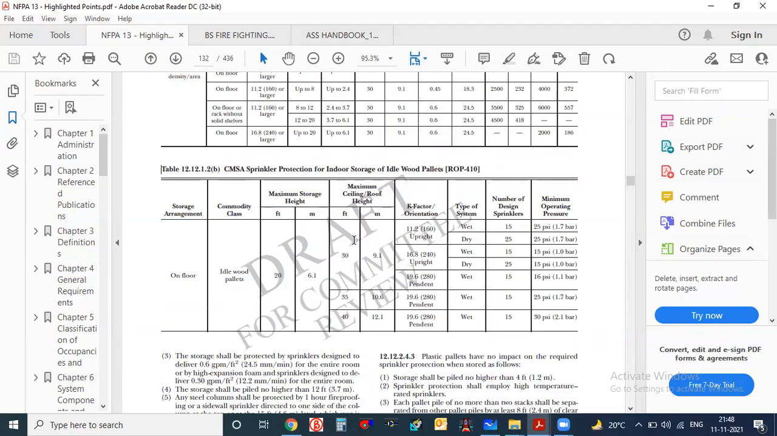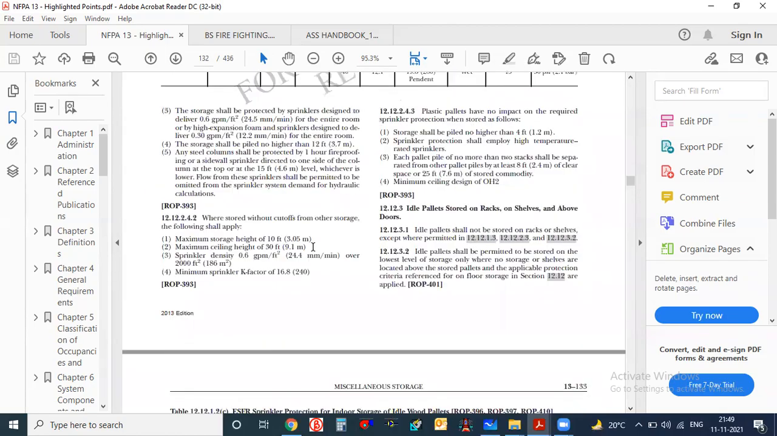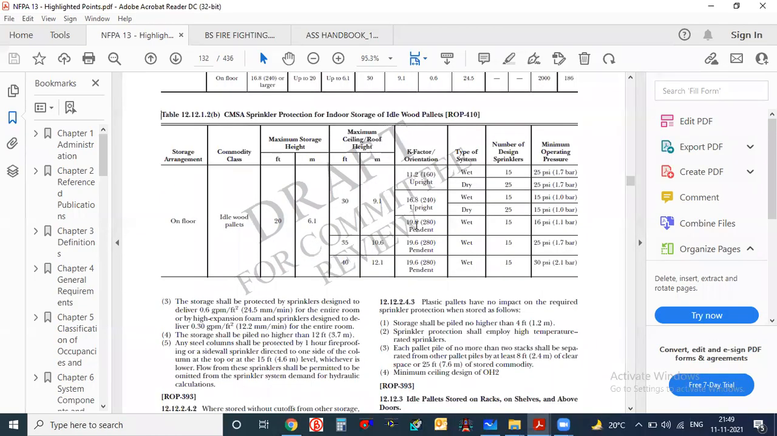What you have to do is manipulate your drawing in the software, manipulate some values, and you can easily go for this particular thing. The number of design sprinklers here is 15, 25. Before, in the wet sprinkler, it was 9, I believe, right? Number of design sprinklers means these many sprinklers should activate whenever any fire occurs.